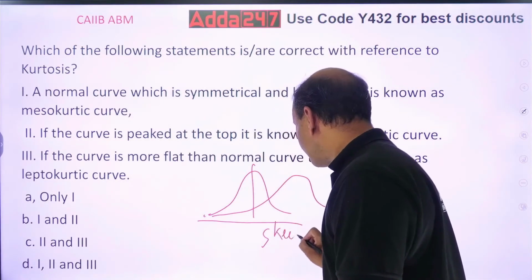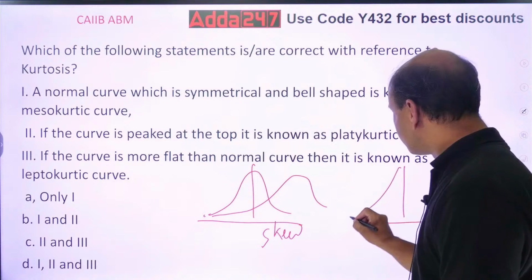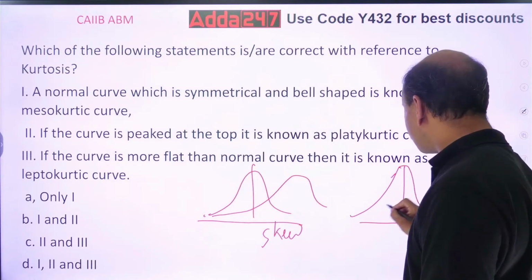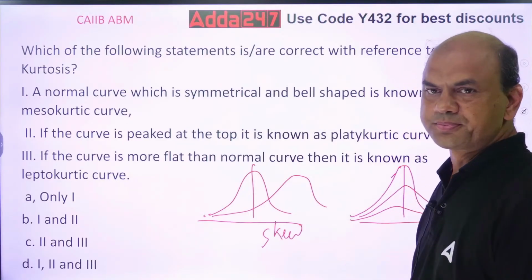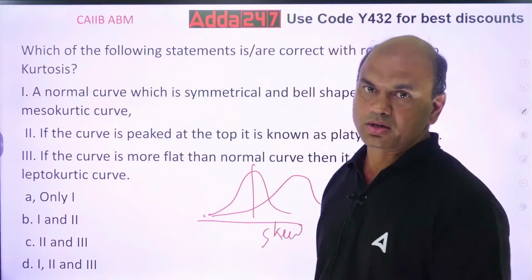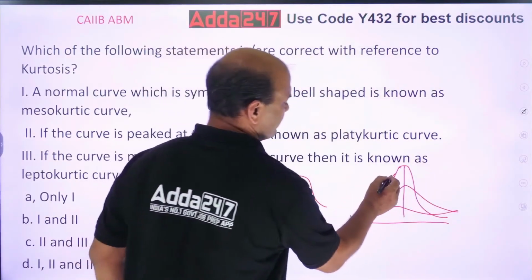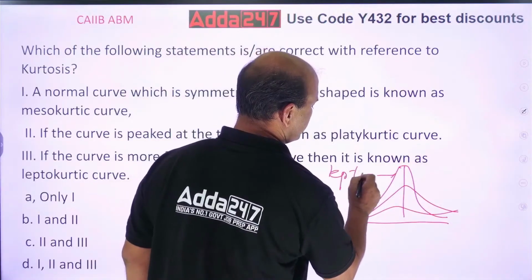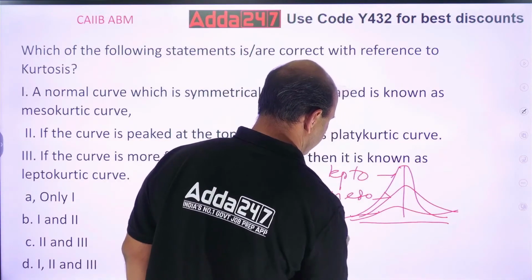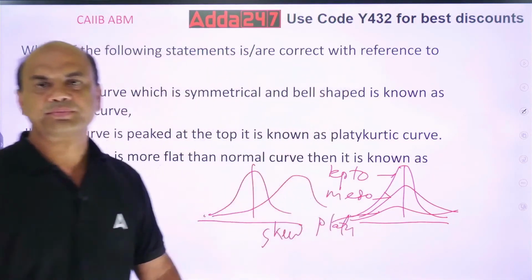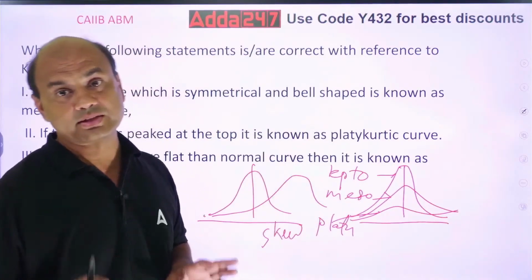What is kurtosis? It gives you the length of the curve, the top. There are three types of curves: mesokurtic, leptokurtic, and platykurtic. Lepto means the top one. This is lepto, leptokurtic. This is meso, and this is platykurtic. So these are the three curves: leptokurtic, mesokurtic, and platykurtic.